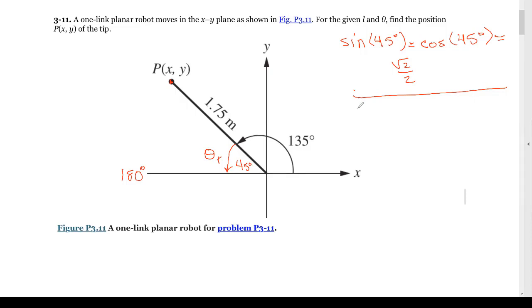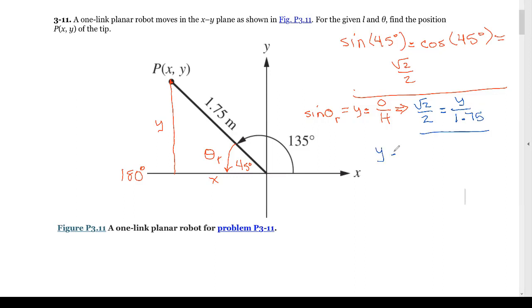Well, I know that the y value, so let's call this the y value, we'll call this the x value, and we know that the y value is equal to the sine of theta. And I'm just going to use my reference angle, which is the opposite over the hypotenuse. We can say that the square root of 2 over 2 is equal to the opposite, which is y, divided by the hypotenuse, which is 1.75.